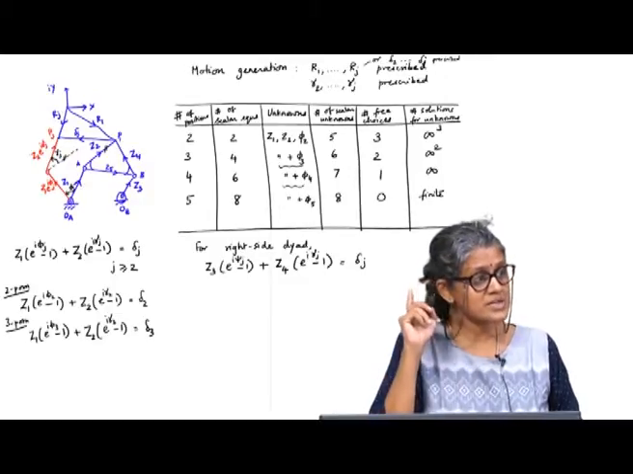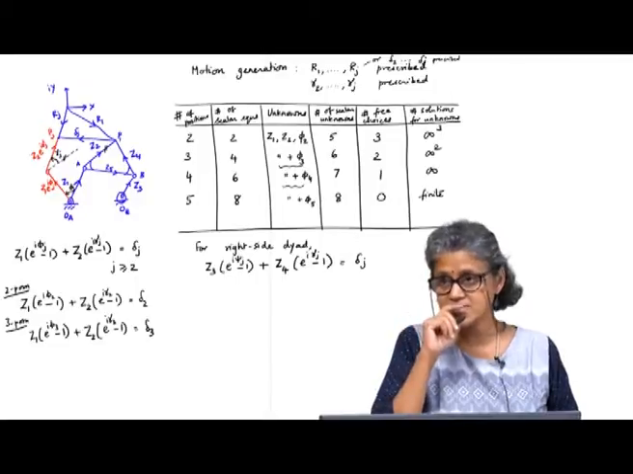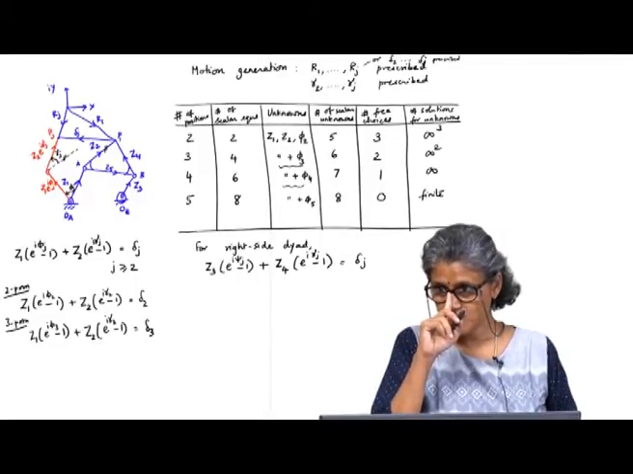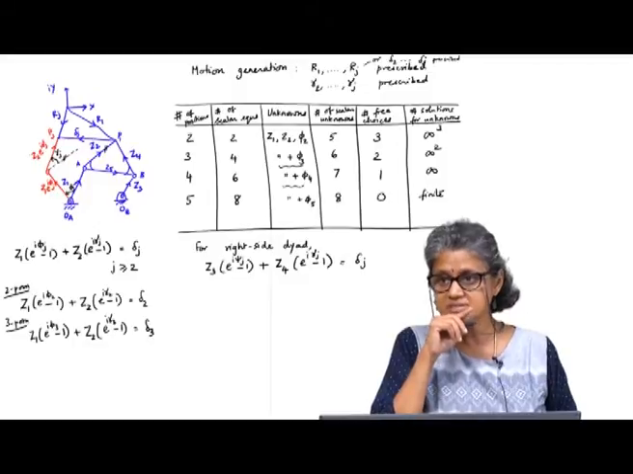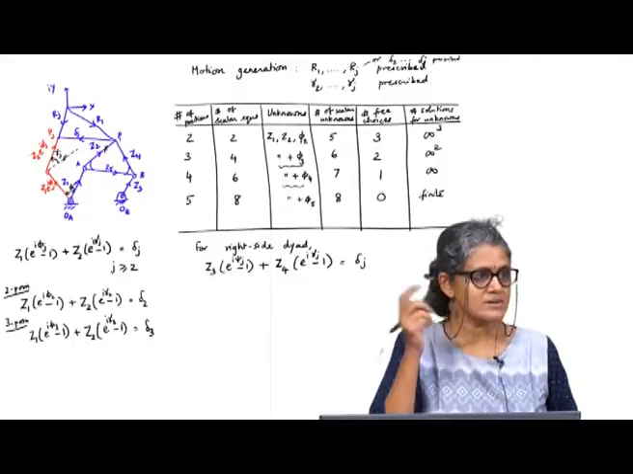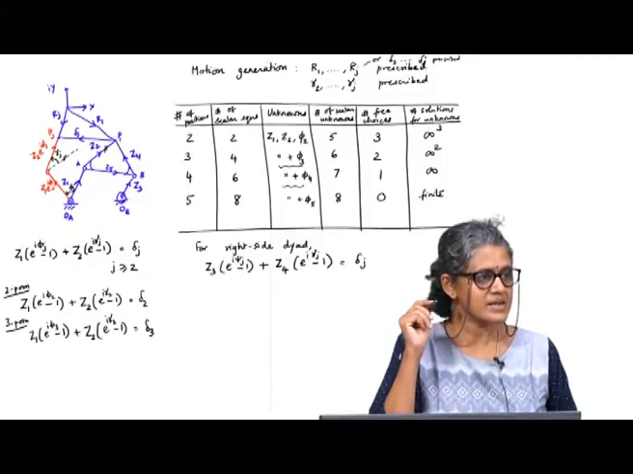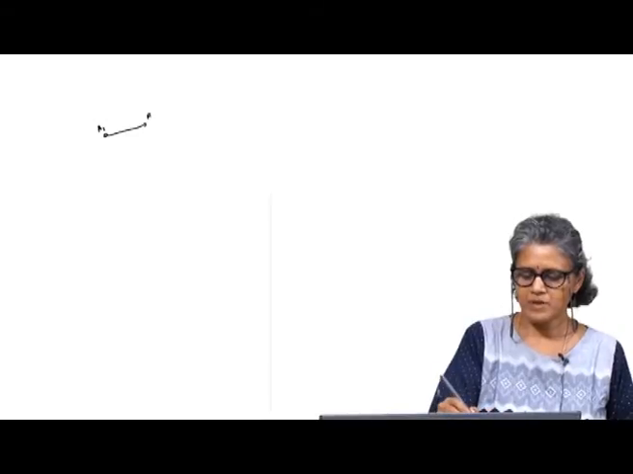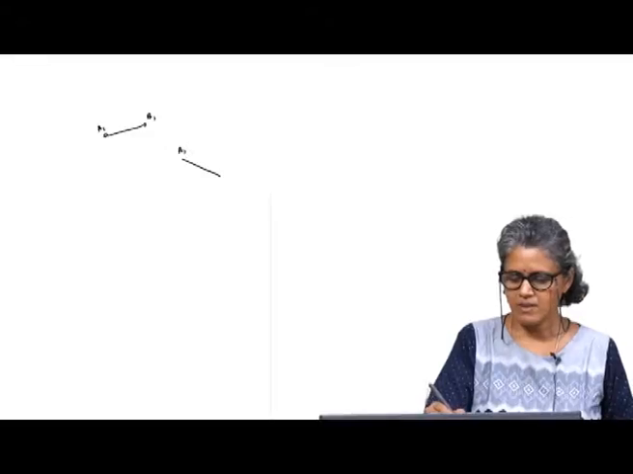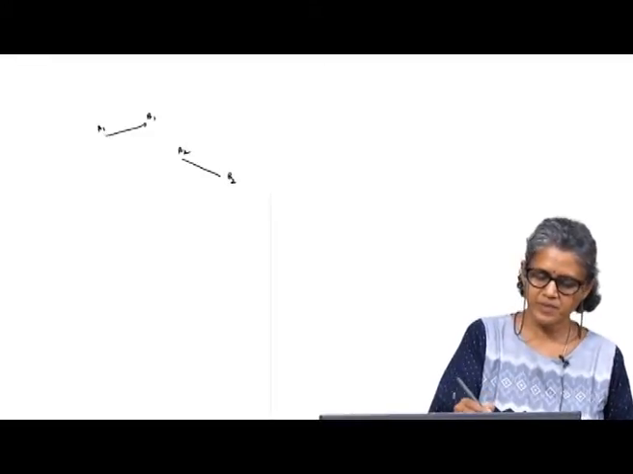Now go back to our graphical synthesis that we did, and see if you got the same result there. What did we do with the graphical synthesis? So you had two positions, A1, B1, A2, B2, right?